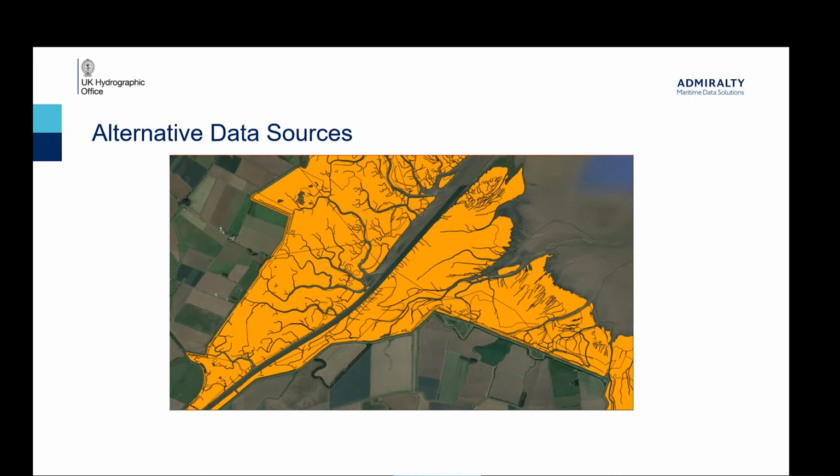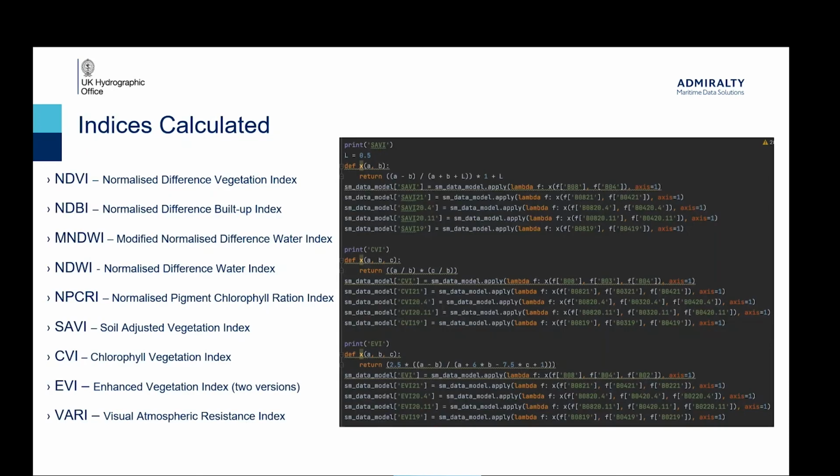But this hasn't made my project redundant, because this required a lot of manual work, whereas my project was a lot more automated. So, getting on to how I managed to increase the accuracy of my model, I calculated indices, similar to what Becky was saying.